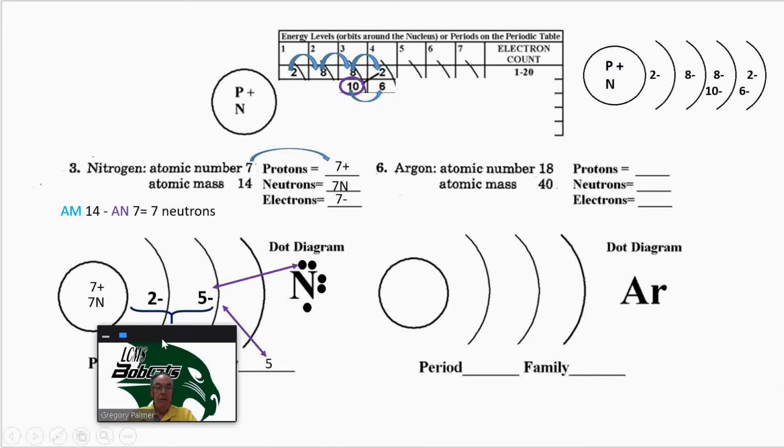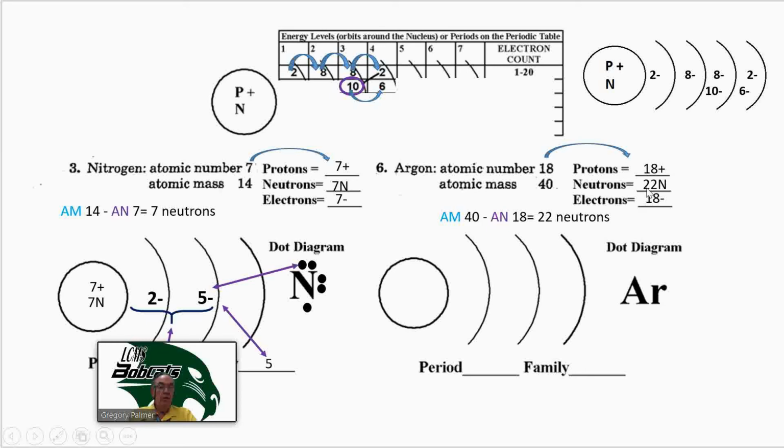Now let's take a look at this argon. Argon has a mass of 40 and an atomic number of 18. You already know that the atomic number tells us the number of protons. The number of electrons is always the same number as the number of protons because the positives and negatives are equal and the atom is neutral. Now, to find the number of neutrons, this is when we use our formula. 40 minus 18 equals the number of neutrons. So we have the atomic mass, which is 40, minus the atomic number, which is 18, equals the number of neutrons, which is 22.